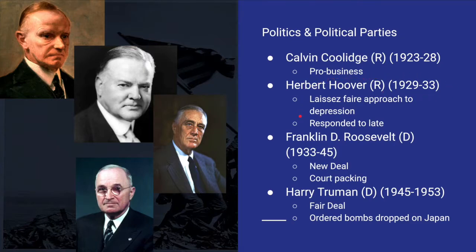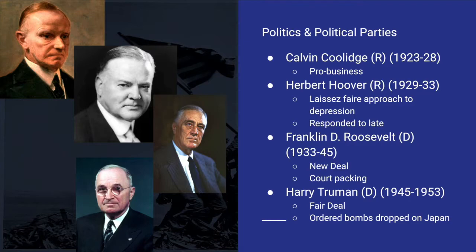Now he's going to get replaced by FDR, Franklin Delano Roosevelt, who is a Democrat, famous for running 4 terms as president. He's the reason that now it is limited to only 2 terms. He passes the New Deal, which I'll go into in more detail under the economy section.